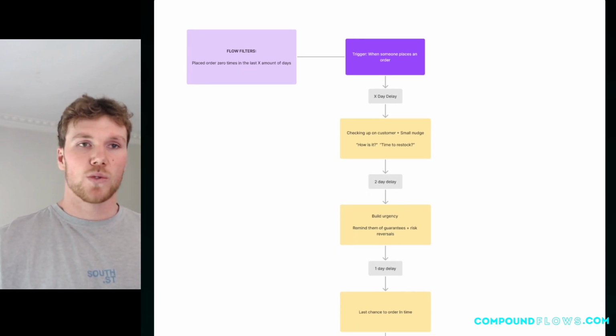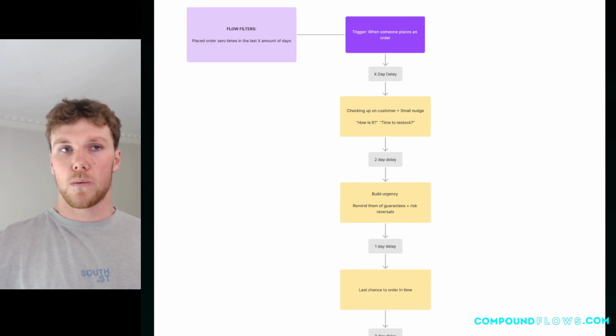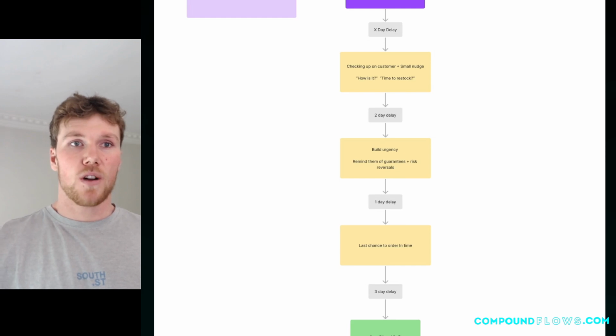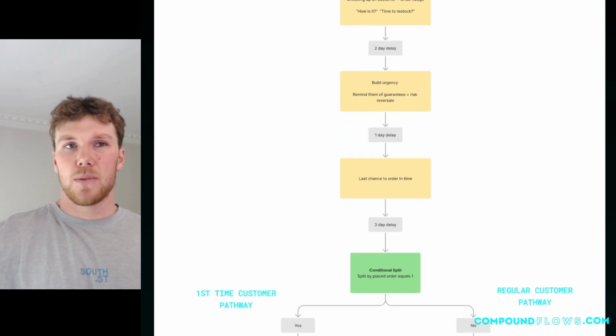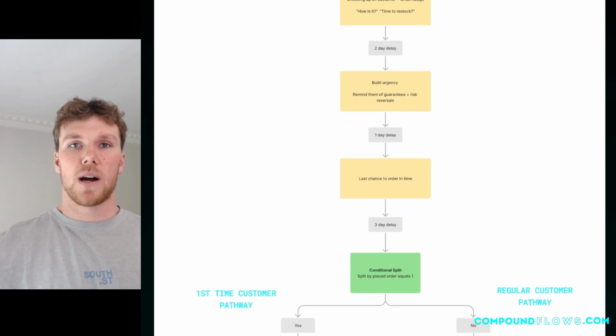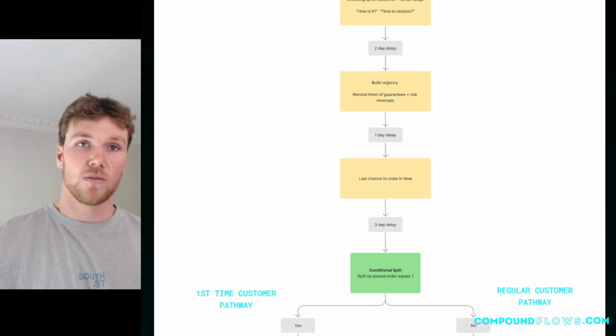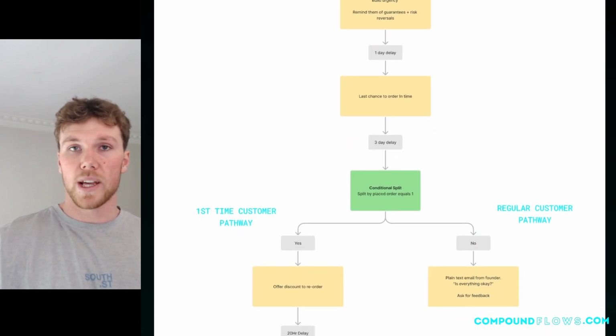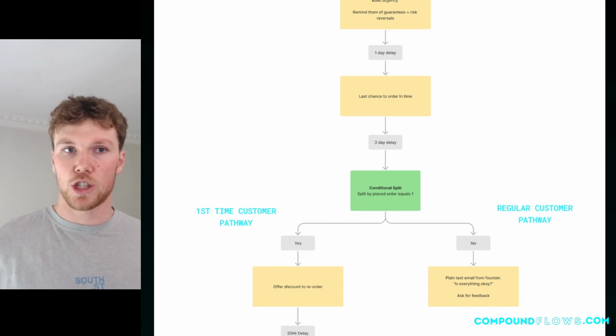The first email is really just checking up with the customer, giving them a small nudge, like, how are you finding it? Is it time to restock? Second email, you want to start building that urgency, reminding them of guarantees and any risk reversals they have. Third email is last chance to order in time, so they allow time for the shipping.